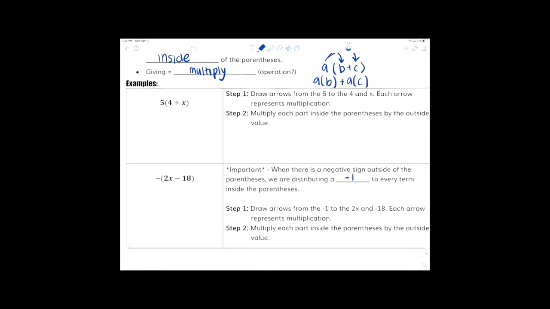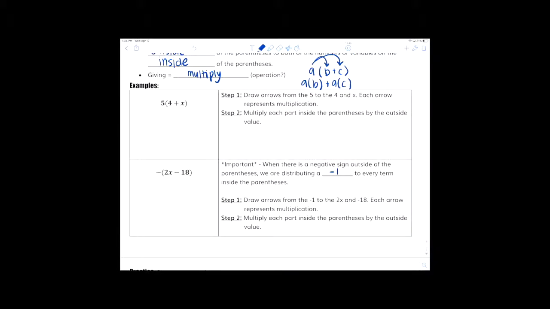Okay? So now we're going to do some examples with some numbers in there. So the first thing I'm going to do, I'm just going to draw these arrows just to show what I'm distributing and to what. If you're comfortable with this already and you don't have to do the arrows, then you don't have to. But I'm showing that I'm distributing the 5 times the 4. And since this is a positive 5, I'm going to put a positive 5 here. And I'm distributing that 5 to what other term? X. Good.